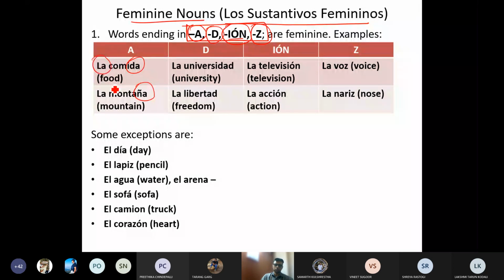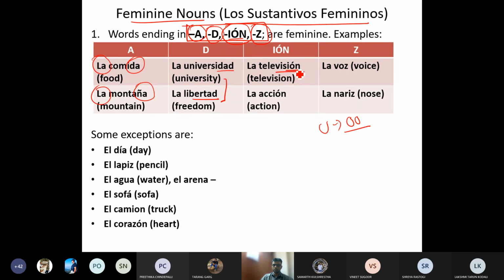The examples are given: comida and montaña. The article has now changed to la. Earlier we were using el because of being masculine. Now we are using la because these nouns are feminine. Second one, it is universidad. Do not pronounce it like that. It is u, so u is pronounced as u. So universidad and libertad. Meanings are already given. So la and la, both the places it is being used.